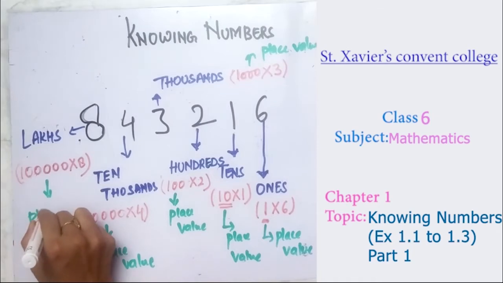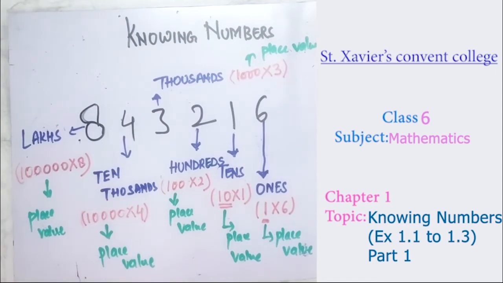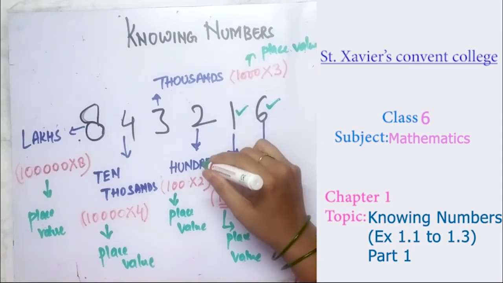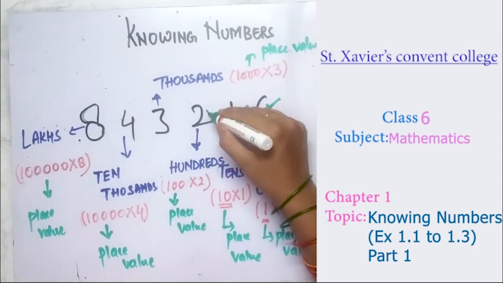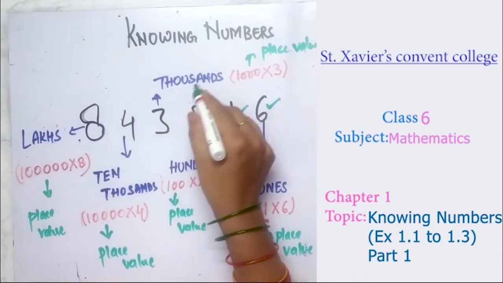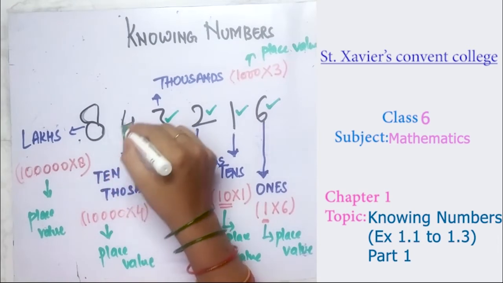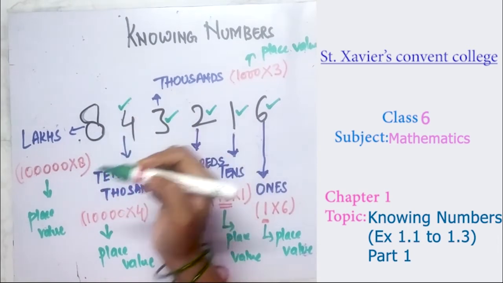So in your mind will come, what is the face value? Face value is the value your position acquires. Your 1's position acquires the 6 face value. Your 10 position acquires the 1 face value. Your 100 position acquires the 2 face value. Your 1000 position acquires the 3 face value. Your 10,000 position acquires the 4 face value. And your lakh position acquires the 8 face value.